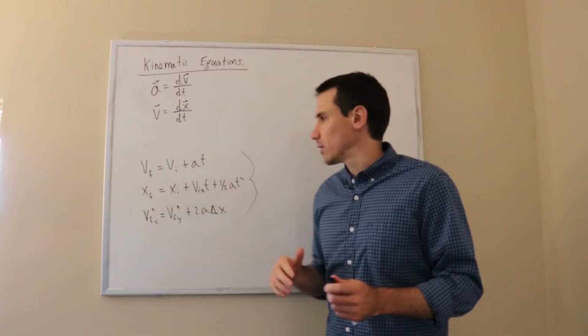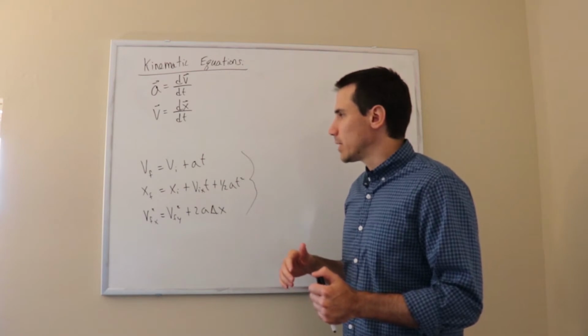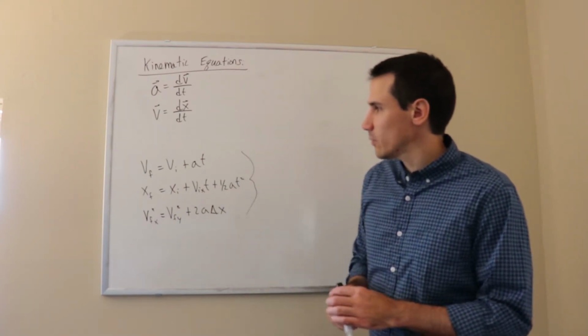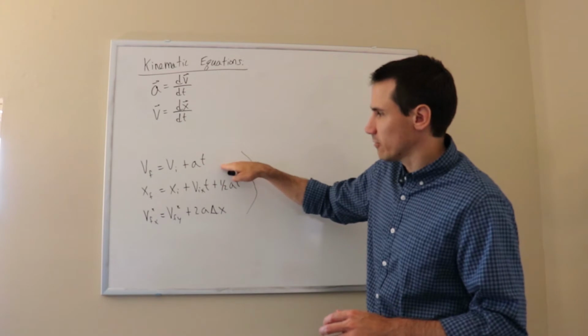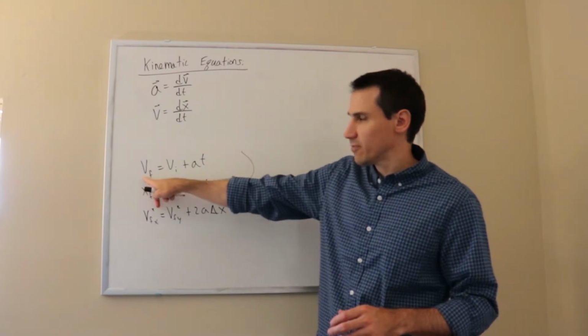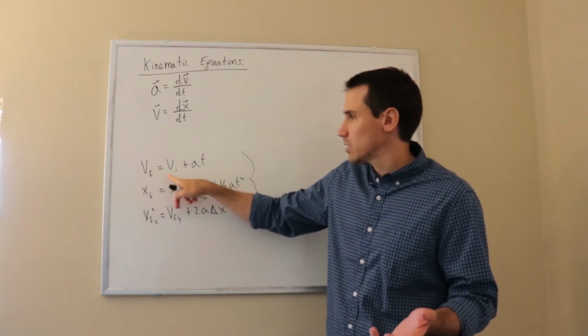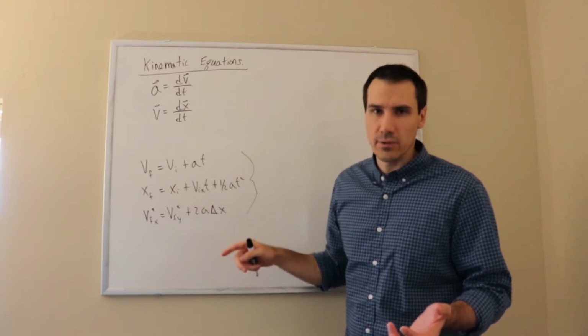If you're not, go back and watch that video. So the first thing that we are going to do is derive this first kinematic equation, which relates the final velocity of an object to its initial velocity and its acceleration.